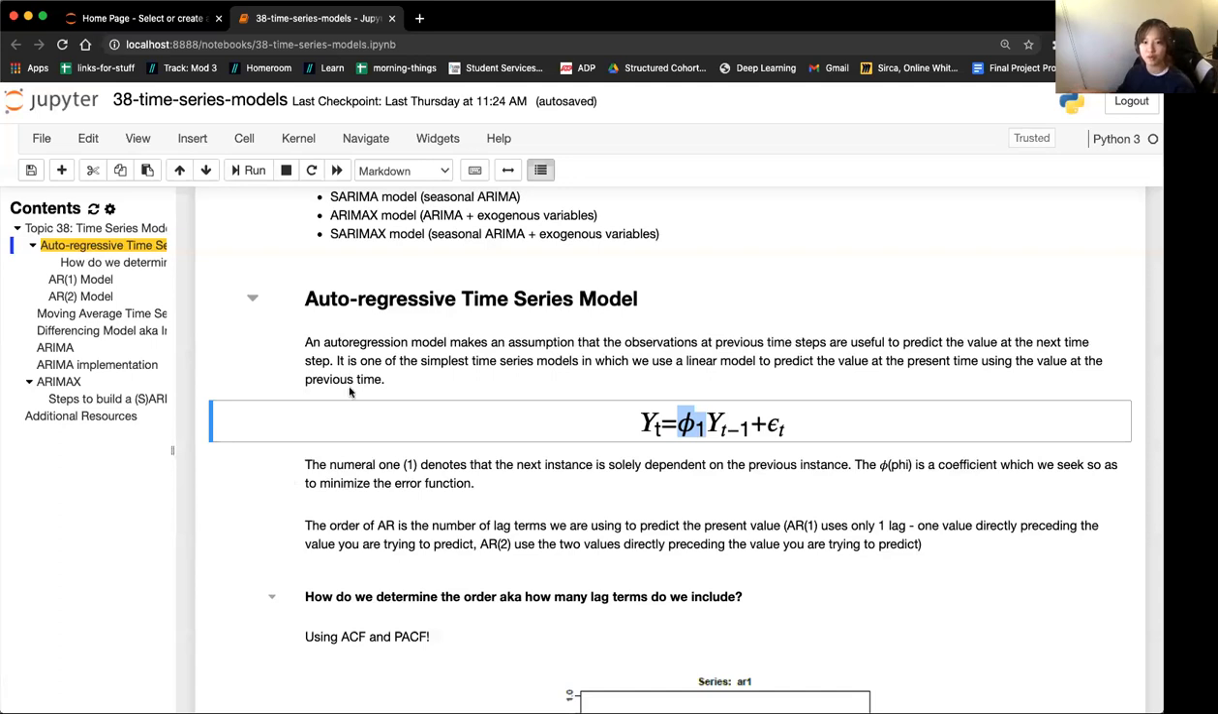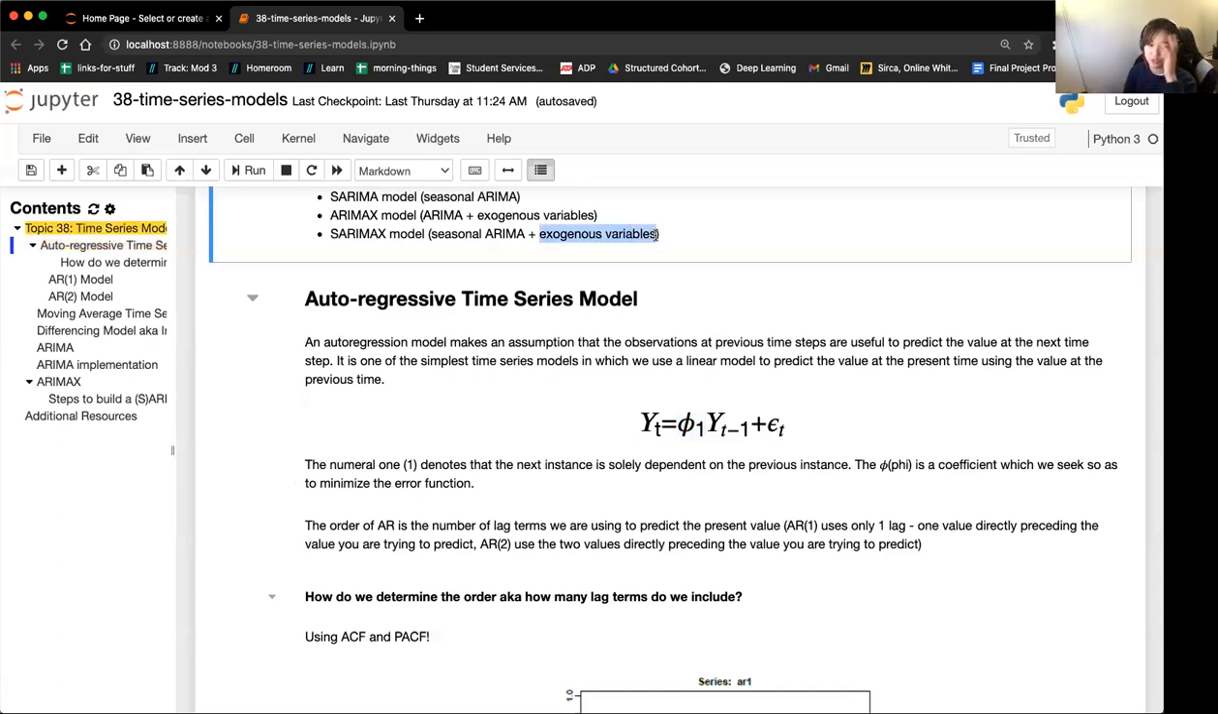I will talk about one way that you can include exogenous variables. Remember in a linear model, you're using a lot of x's to predict y, right? In this case, there's only y. You're using previous y's to predict current y. You wouldn't use linear regression if you just have one column of time series data.